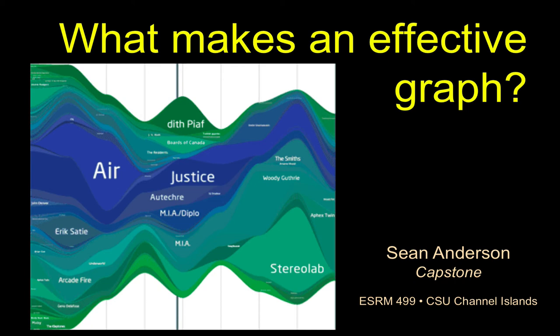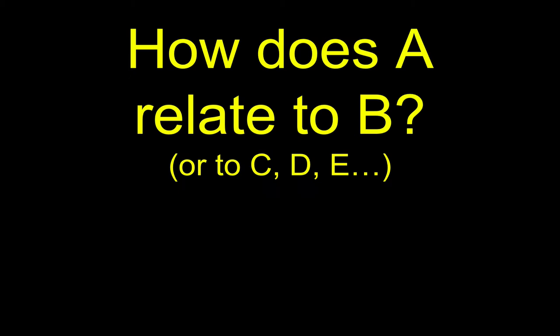Okay, so let's talk about making killer graphs, effective graphs. Remember, the goal of this is to say, how does factor A relate to factor B? Or if we have multiple factors, how does factor A relate to B and C and D, et cetera?